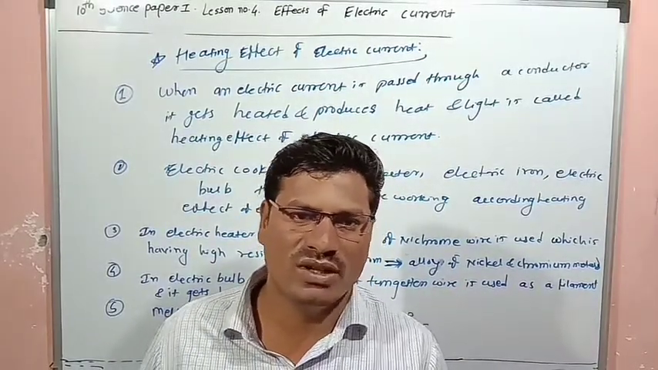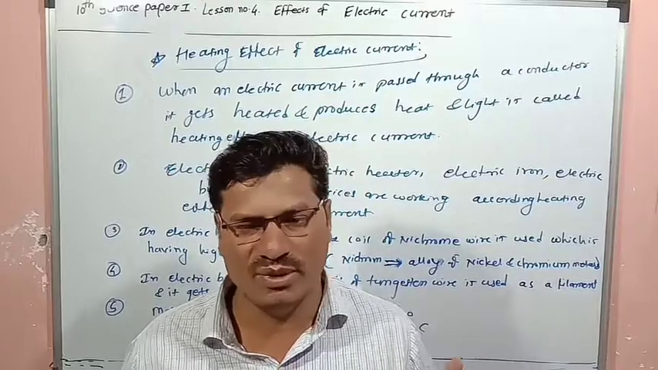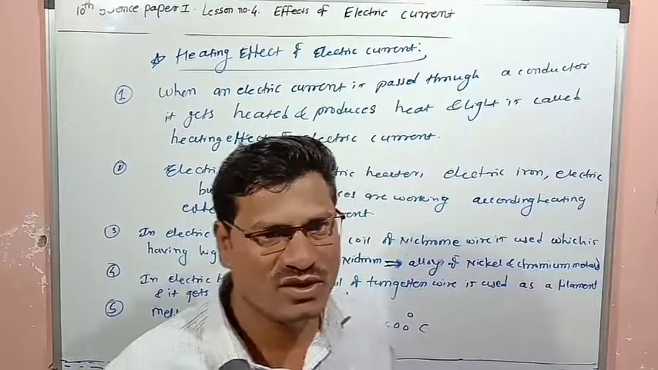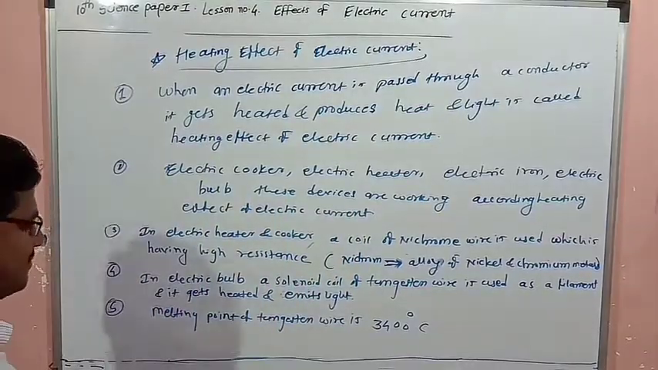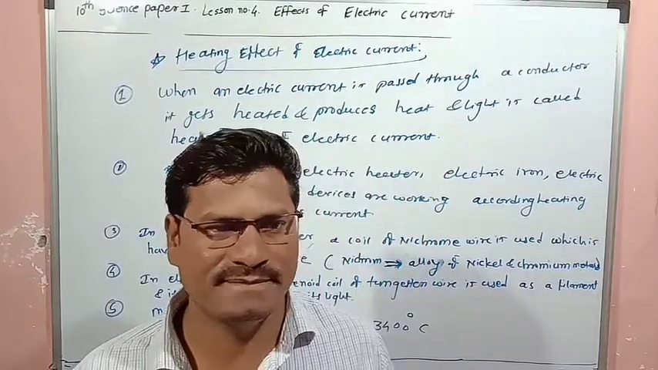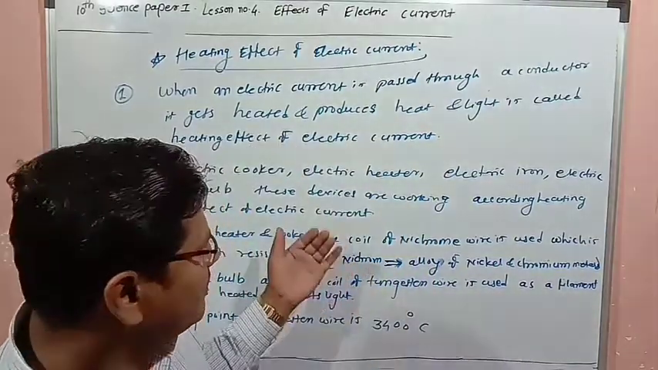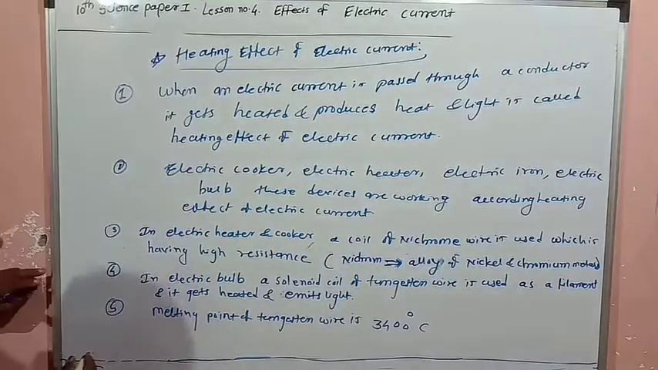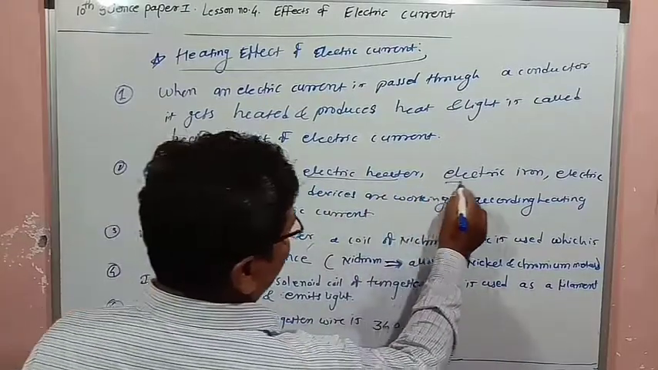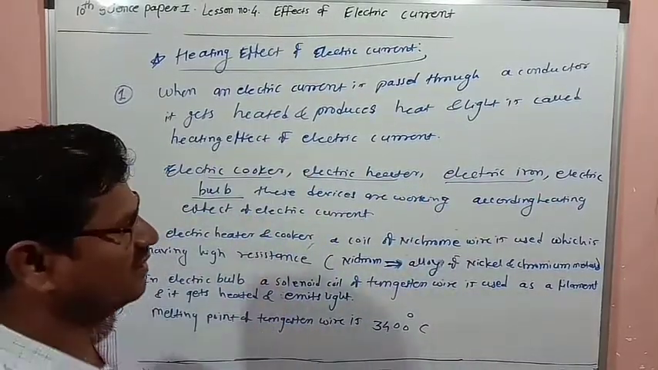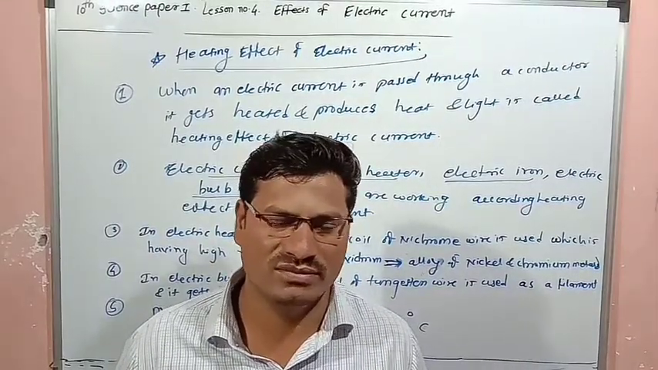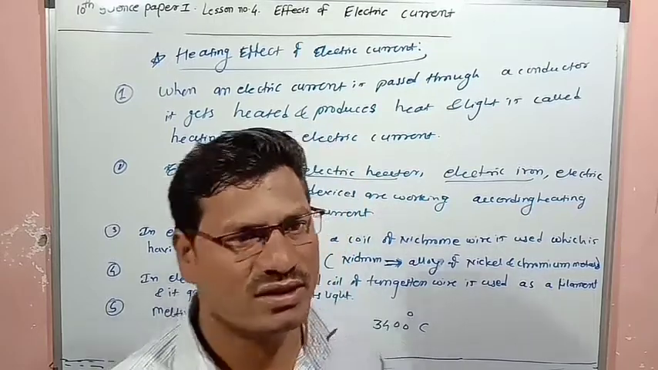So the electric bulb works continuously up to this temperature, and if the temperature increases beyond this limit, then the filament breaks, so it will not work. Another thing is that in the case of electric devices, examples we can tell which are working: electric cooker, electric heater, electric iron, electric bulb. These work according to the principle of the heating effect of electric current.